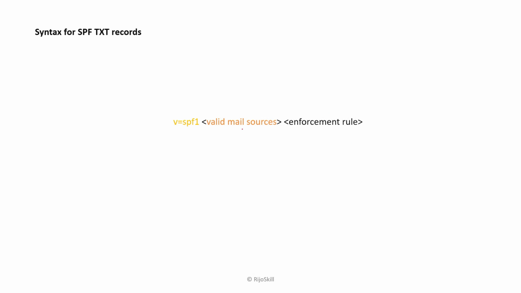So here is the syntax for the SPF record. V equals spf1. This is a TXT record, an SPF TXT record. Once you see V equals spf1 in your DNS record, it means this is the SPF record, Sender Policy Framework record.